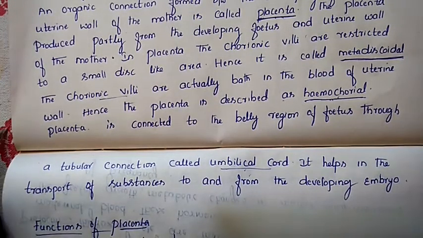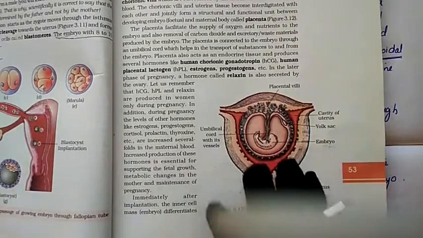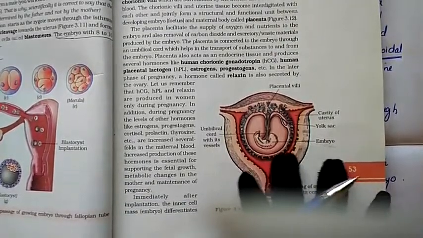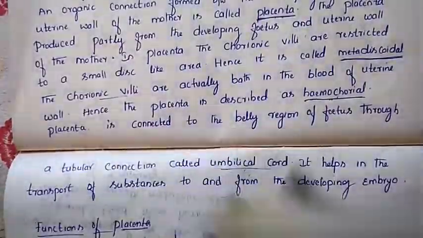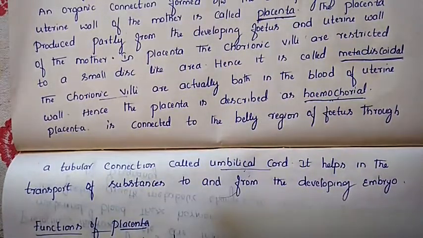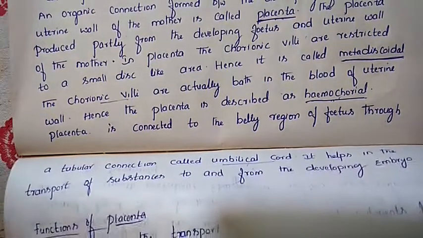The diagram is not necessary for your board exam, but it is important for your understanding. You have to read this diagram, but for your theory or board exam it is not needed. So this is about fertilization in a woman, which may lead to pregnancy. The remaining we will discuss in our next class.